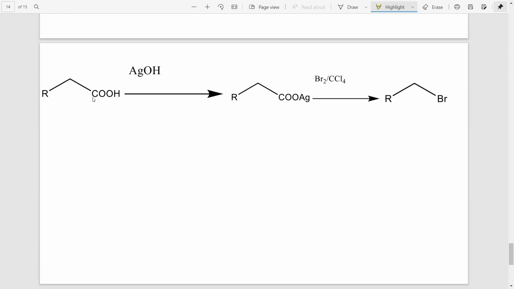Now let's see from acid to alkyl halide with one carbon less. I have shown it previously that alkyl halide is prepared from acid this way, by the Borodin-Hunsdiecker reaction, and this is a radical type of reaction. Bromine radical is formed, and upon elimination of carbon dioxide will produce this alkyl halide with one carbon less.